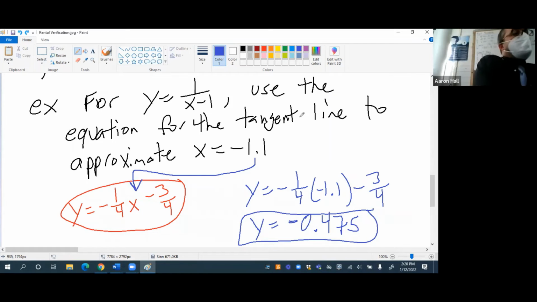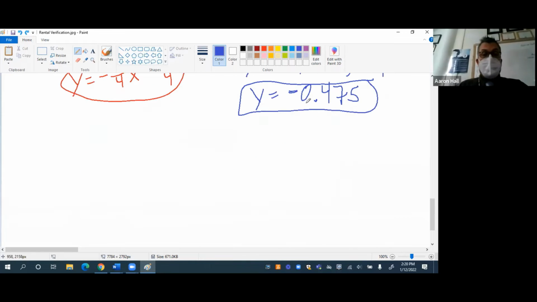Miguel, what is linearization? Essentially just making the tangent lines in front of the y value. Yeah, we're using the equation for the tangent line to make an approximation of our curve. Okay, so let's do another one.